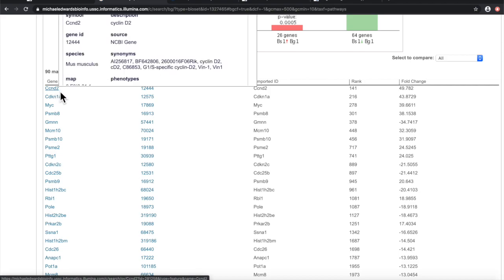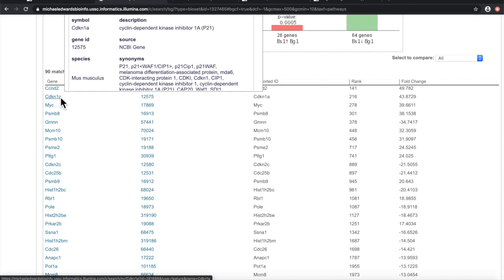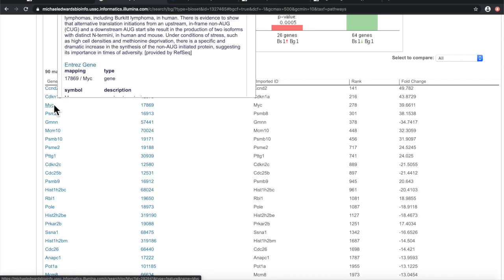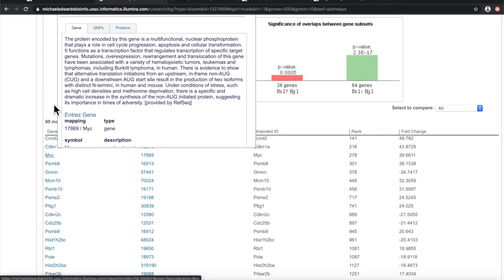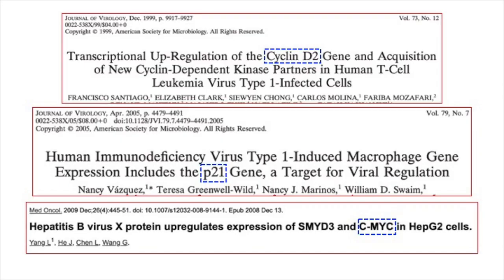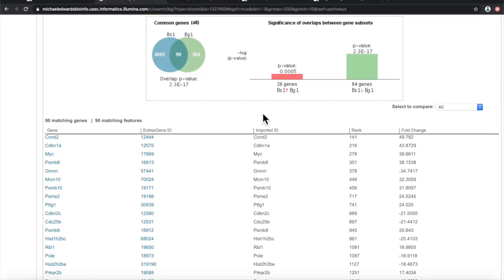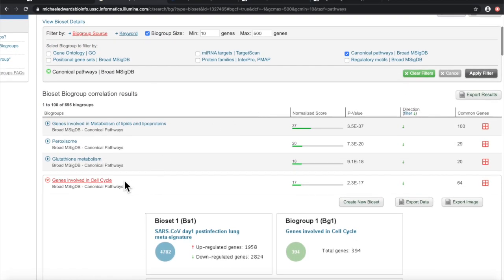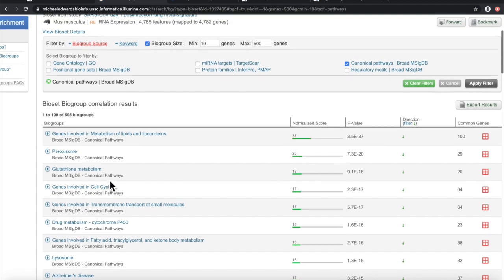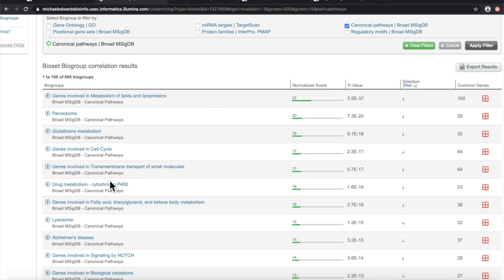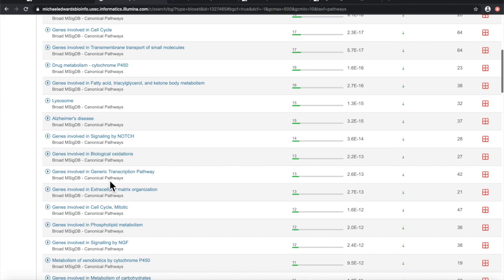I also note that the top genes in this category, cyclin D2, cyclin-dependent kinase inhibitor 1A, or better known as P21, and MYC, have all been shown to be targeted for upregulation by a variety of viruses. Our cell cycle expert on this team, Dr. Enrique Torquia, is taking a closer look at these genes to try to figure out how the virus is using them for infection.